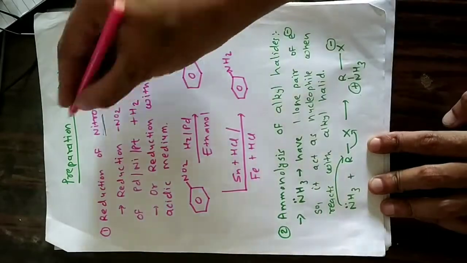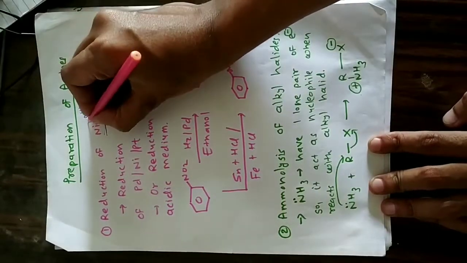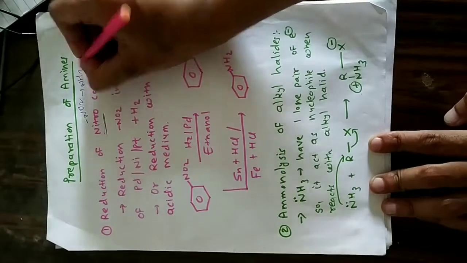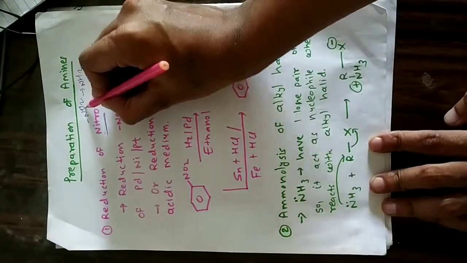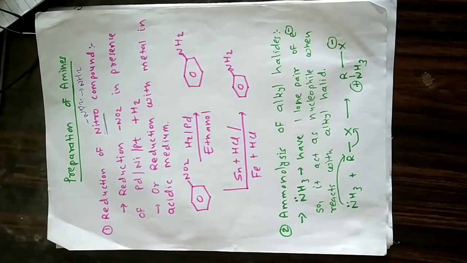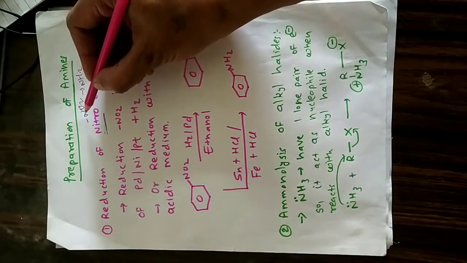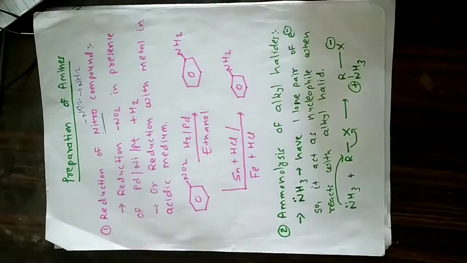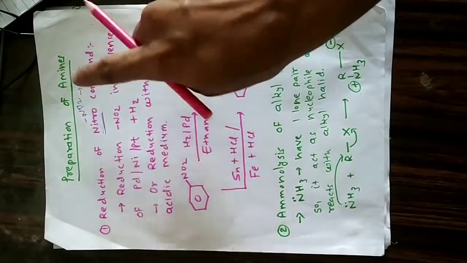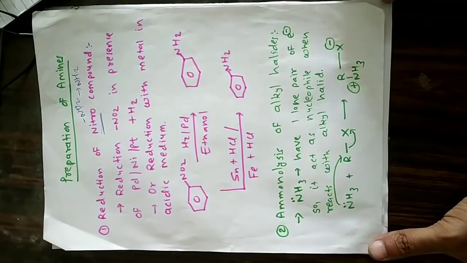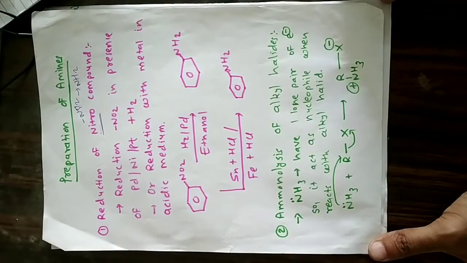Now nitro compound is NO2 and we want to make it NH2. So you can see removal of oxygen and addition of hydrogen is there. So it is reduction reaction. Again, nitro group means NO2, amine group means NH2. Now if you look at this, it is reduction reaction. So first method is reduction of nitro group.